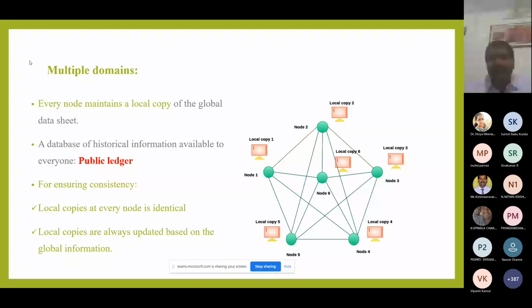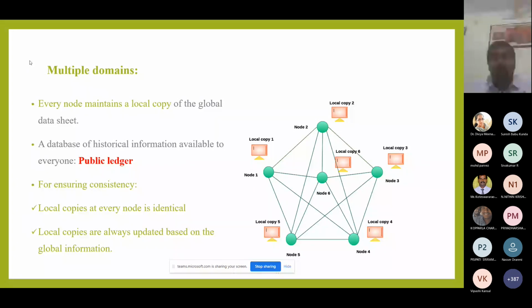So here we can say there are so many nodes, so many peers, and none of the peers actually trust each other. So every node will maintain a local copy of the global data set. There is a global data set, the global information, and every node has a local copy of that. This database of historical information that is available to everyone, we call a public ledger.